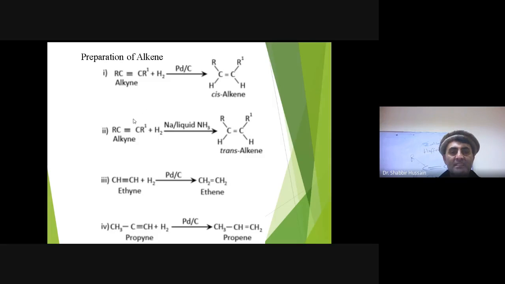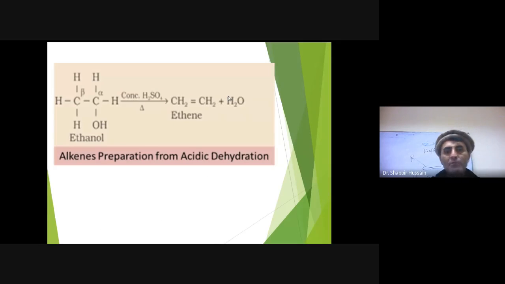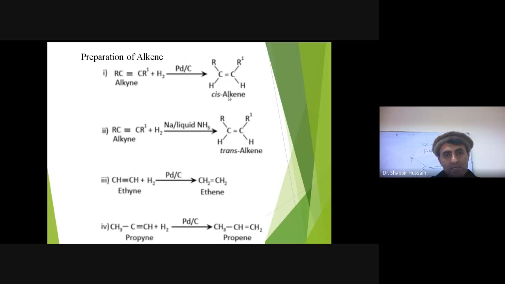The only difference is that if you want trans alkene, you use sodium in liquid ammonia, and hydrogenation leads to the formation of trans alkene. But palladium on charcoal hydrogenation of alkyne leads to the formation of cis alkene, right? So this is the first method, preparation of alkene from alkyne.